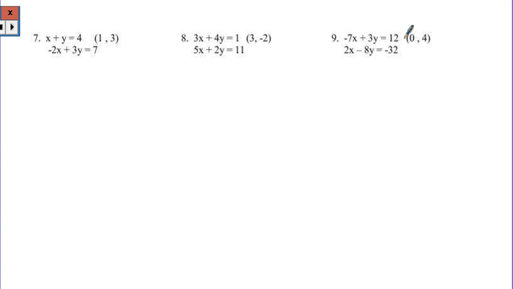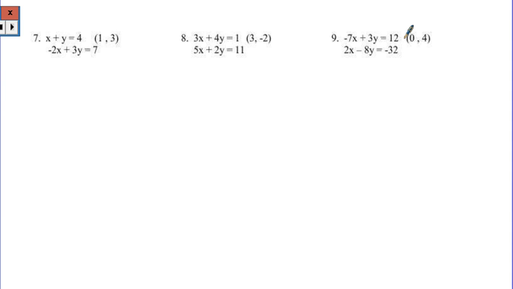Next, we will be doing number 7 through 9. You could have picked either method to do these three problems. I would say that all three of these, because they all have the variables on the left side, lend themselves to be done by elimination.